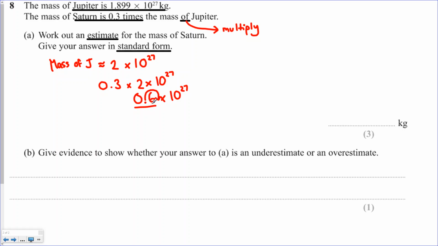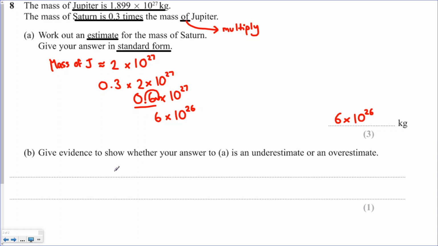Now have a little rule. If the decimal point moves to the right, the power decreases by 1. So 6 times 10 to the power of 26 kilograms. So 6 times 10 to the power of 26. This number is now in standard form.